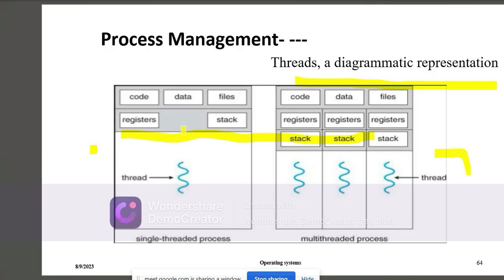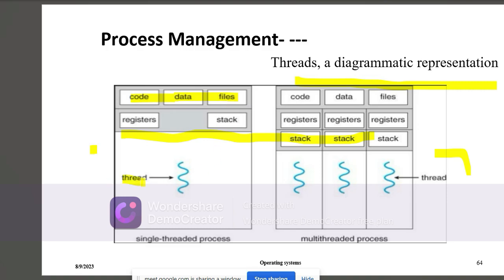Now see the diagram for threads. This is the single threaded model. What is there in a single threaded process? Every process has its own code, data, and files. Code means the programming code or execution code. Data means the things related to that data: input variables, local variables, global variables, whatever data is available for the process. Files are whatever files are required for the execution of that particular process.